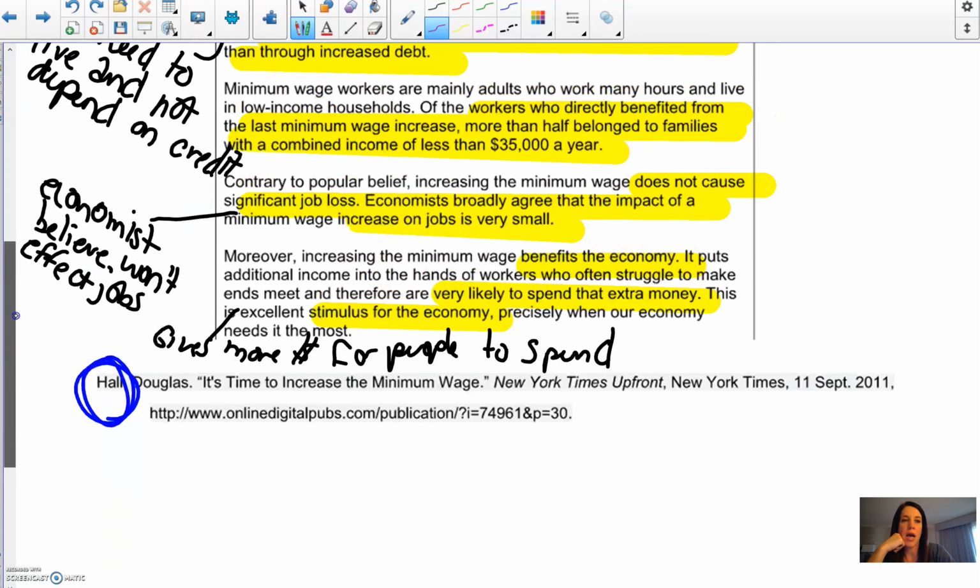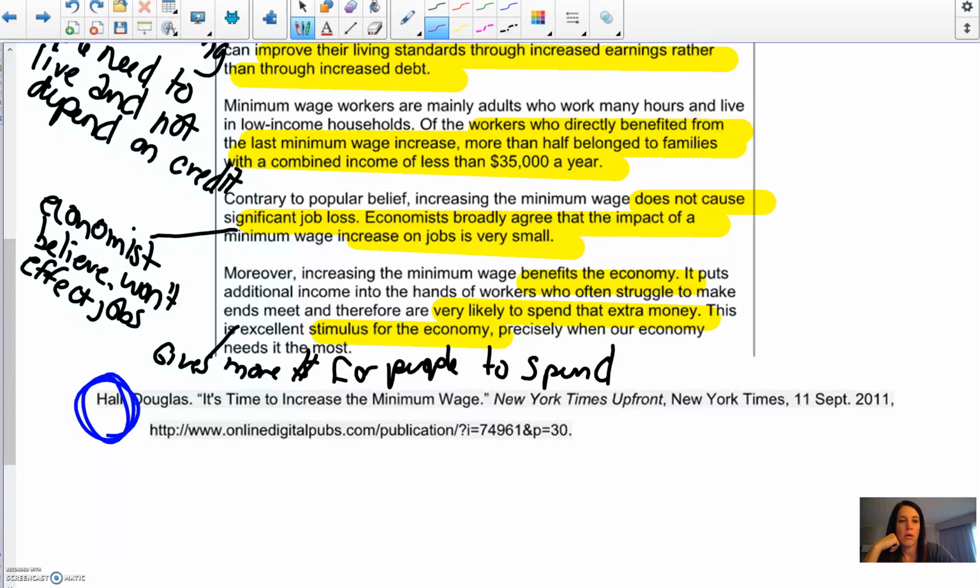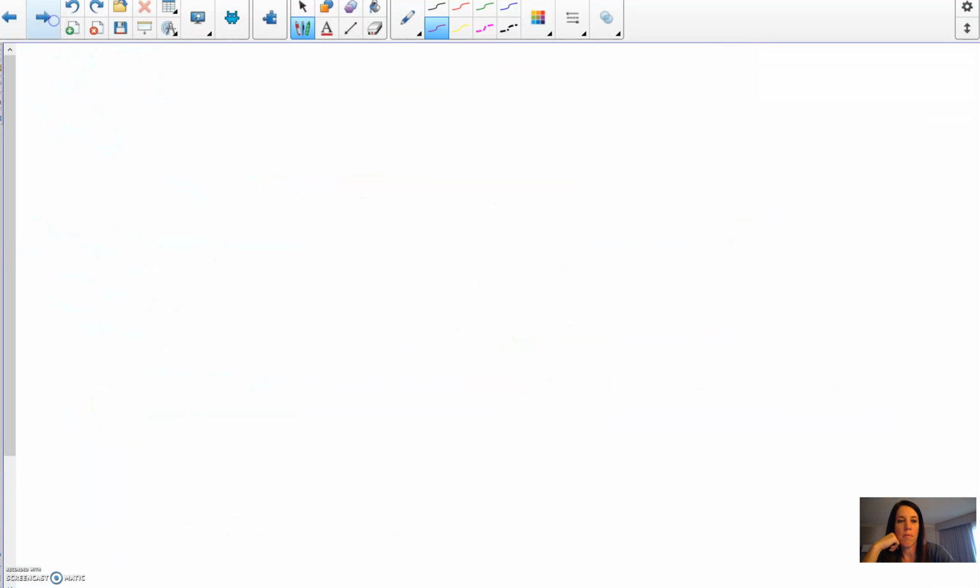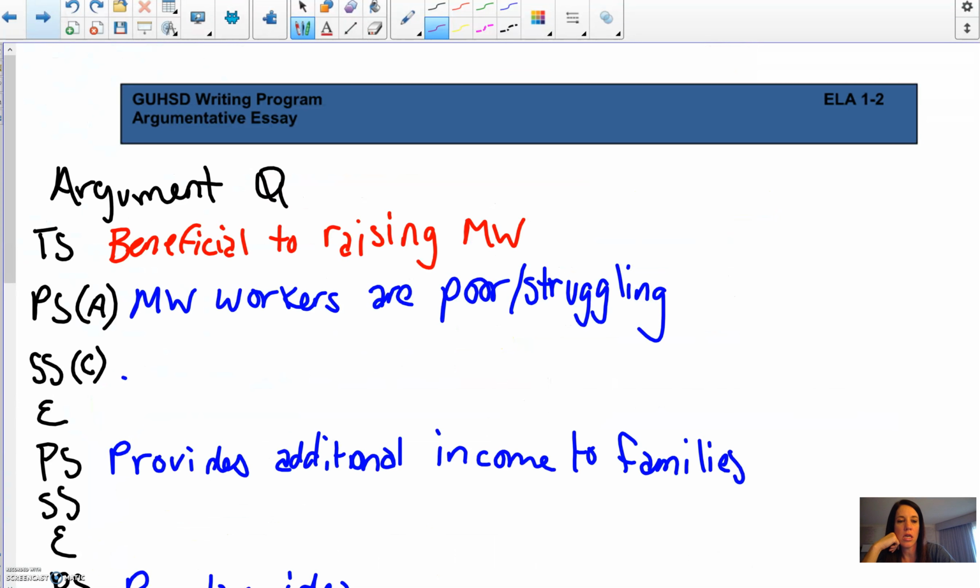So I'm going to go back to my outline here, and I'm going to write that I want to remember that this is Hall.